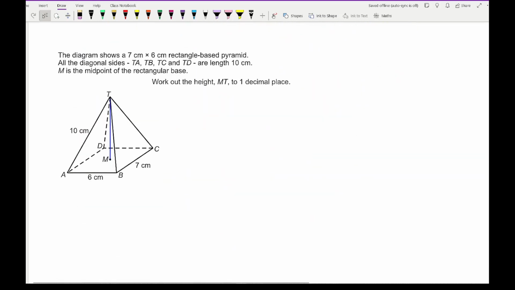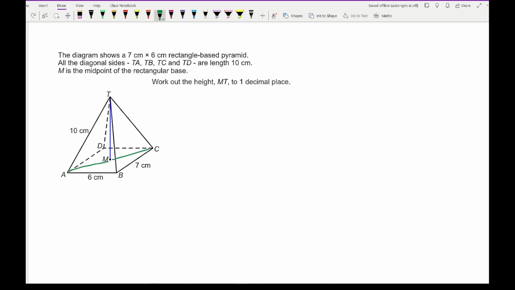So this involves a pyramid. It says the diagram shows a 7 by 6 rectangular base pyramid. The diagonals TA, TB, TC, TD are lengths of 10 centimeters, and M is the midpoint of the rectangular base. And the question is asking me to work out MT to 1 decimal place. Now this is going to be quite a high level question, only because we're not actually wanting to work out what any of the diagonals are.